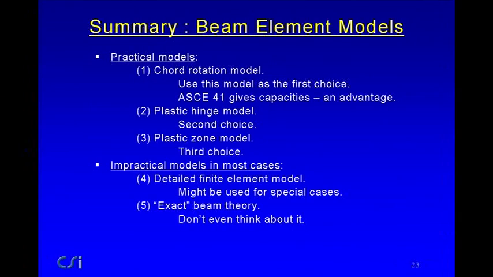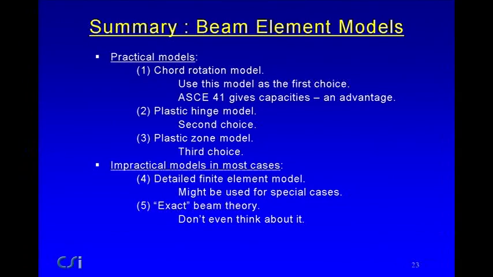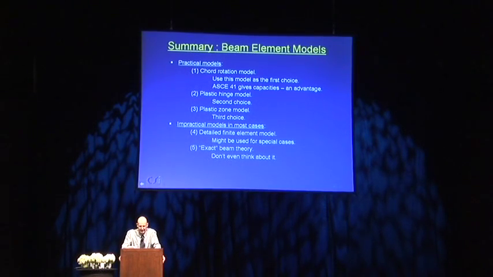Summary. Practical models for beams. The chord rotation model, you would use this as the first choice. The main reason being that ASCE 41 will give you some capacities. It's also the simplest model. If that doesn't work, use a plastic hinge model. If that doesn't work, use a plastic zone model. If that doesn't work, you might consider a detailed finite element model, but I don't think you'd ever consider using exact beam theory.